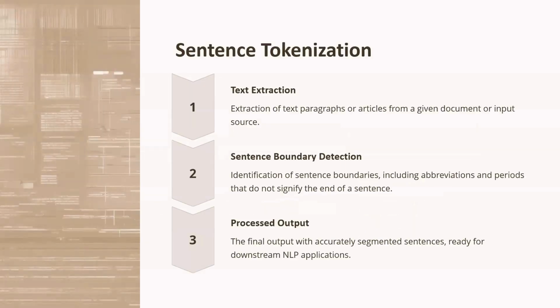In sentence tokenization, the text goes through sentence boundary detection to extract sentences from a text paragraph, article, or given document or input source. Sentence boundary detection identifies sentence boundaries, including abbreviations and periods that do not signify the end of a sentence. The final output is the accurately segmented sentences, ready for downstream NLP applications.